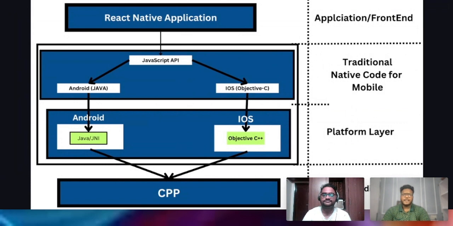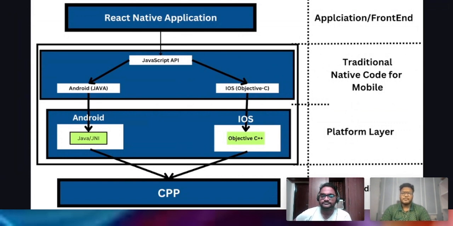The React Native application is the place where we'll write the whole React Native code, like the JSX elements and the React logic. So that is typically a front-end application. There's nothing related to the backend. And coming to the second block, this is completely the plugin layer.